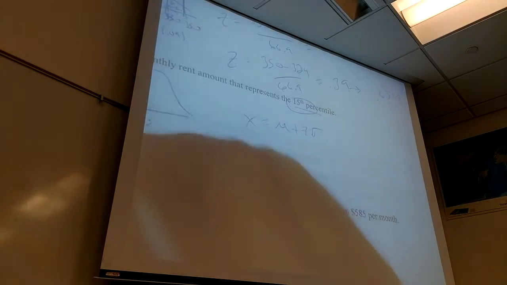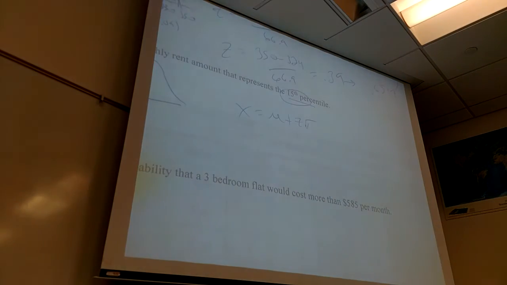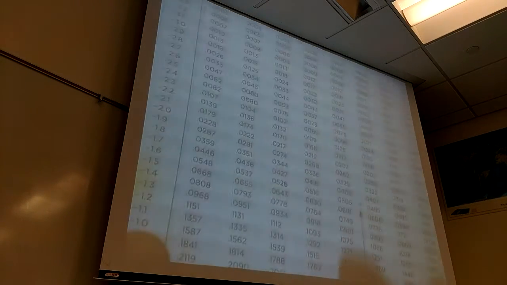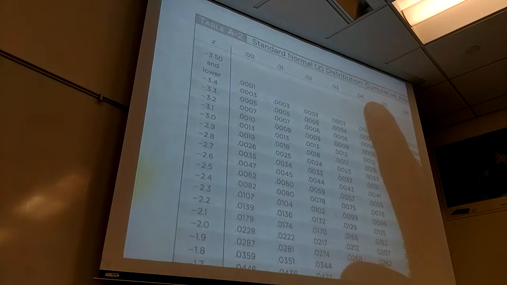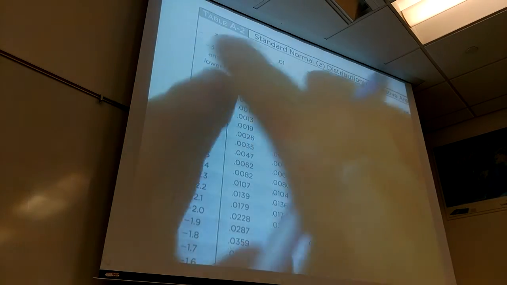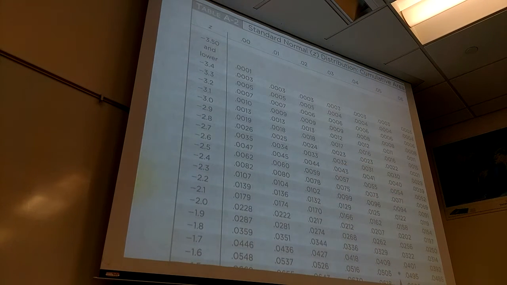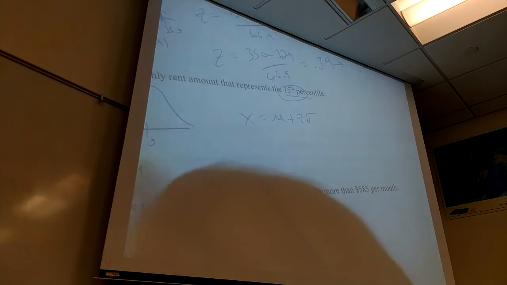So 0.1492 is the closest I can get to 0.15. And what's the z-score related to that? Negative 1.04. You guys see that? If I know a z-score, I can find an area by finding the z-score and going in. If I know an area, I can find a z-score by finding the area and going out. It works both ways. So the z-score I'm working with is negative 1.04.